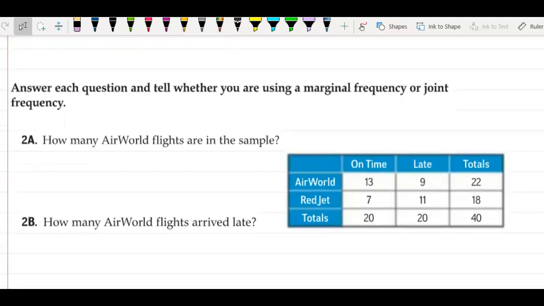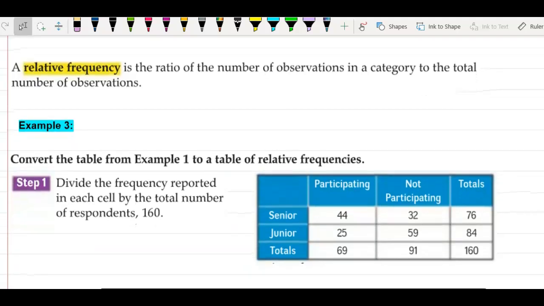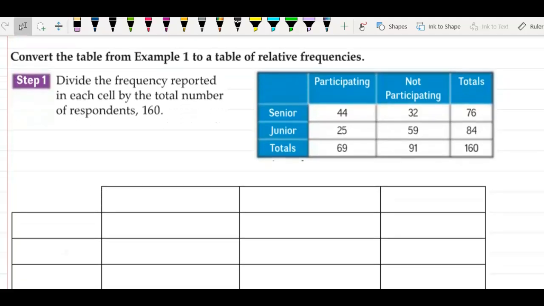Okay, we're going to go ahead and move on because hopefully we get the idea. So we have something else called a relative frequency. This is basically just converting our charts into percentages or fractions. A relative frequency is the ratio of the number of observations in a category to the total number of observations.